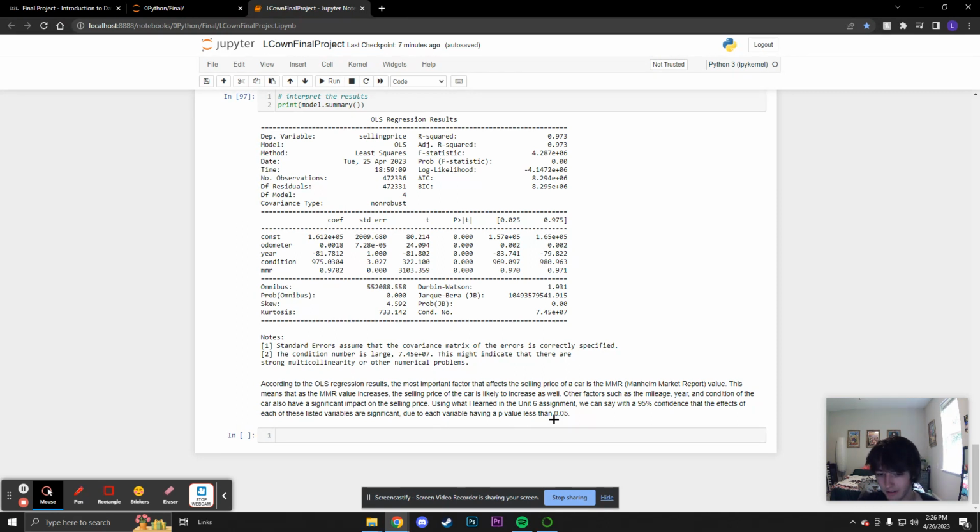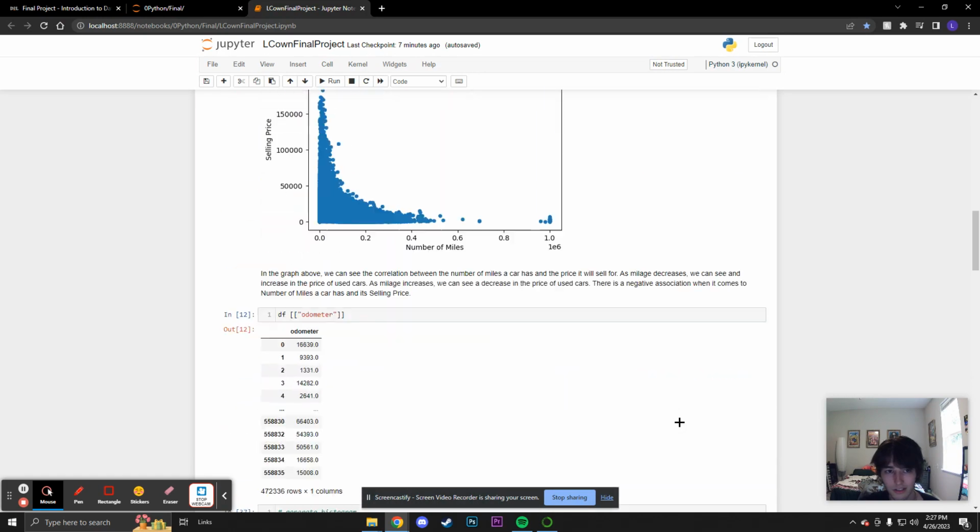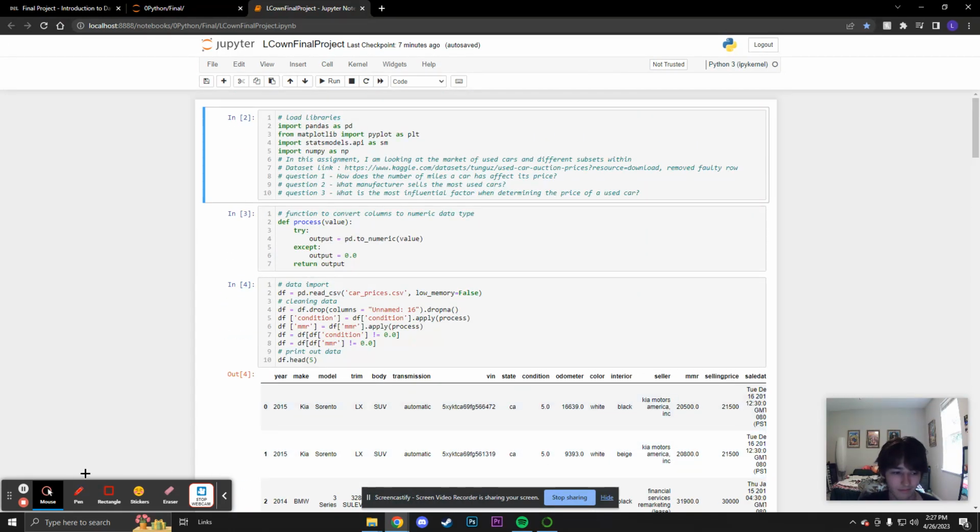So using what I learned in the Unit 6 assignment, I can say with 95% confidence that the effects of each of these listed variables are significant due to each variable having a p-value less than 0.05. And that's my final project. Thank you.